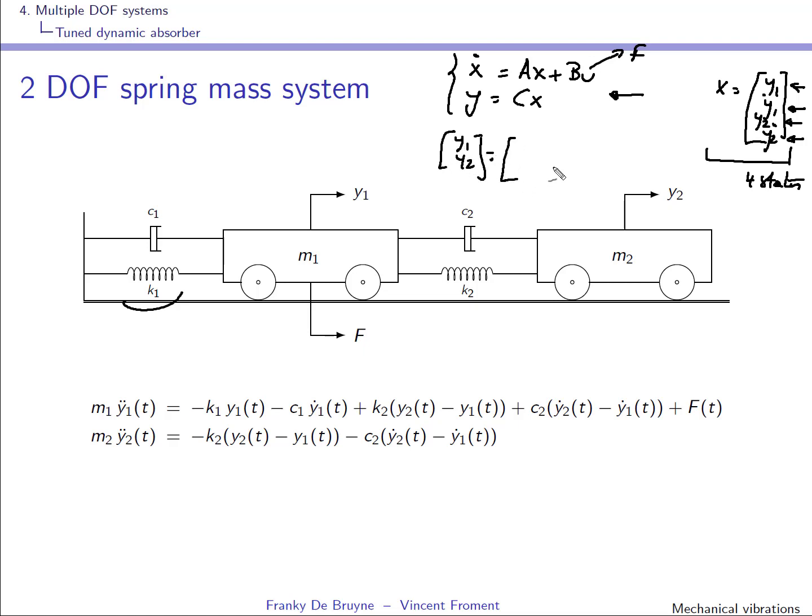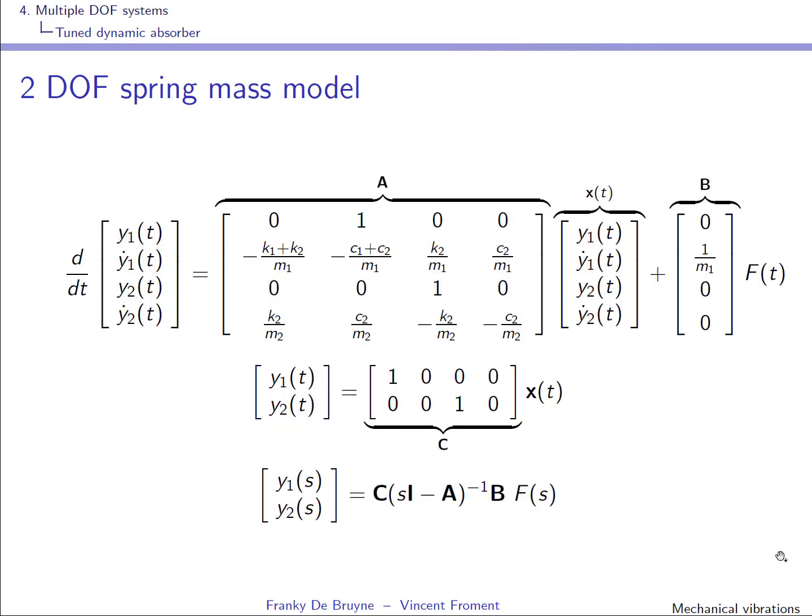So a good exercise: my C matrix will be simply 1 0 0 0, and the second line will be 0, 0, 1, 0. My A matrix will be 4 by 4, and this matrix B will be 4 times 1. So indeed this is the description of your spring mass model in state space, using a first order differential equation.